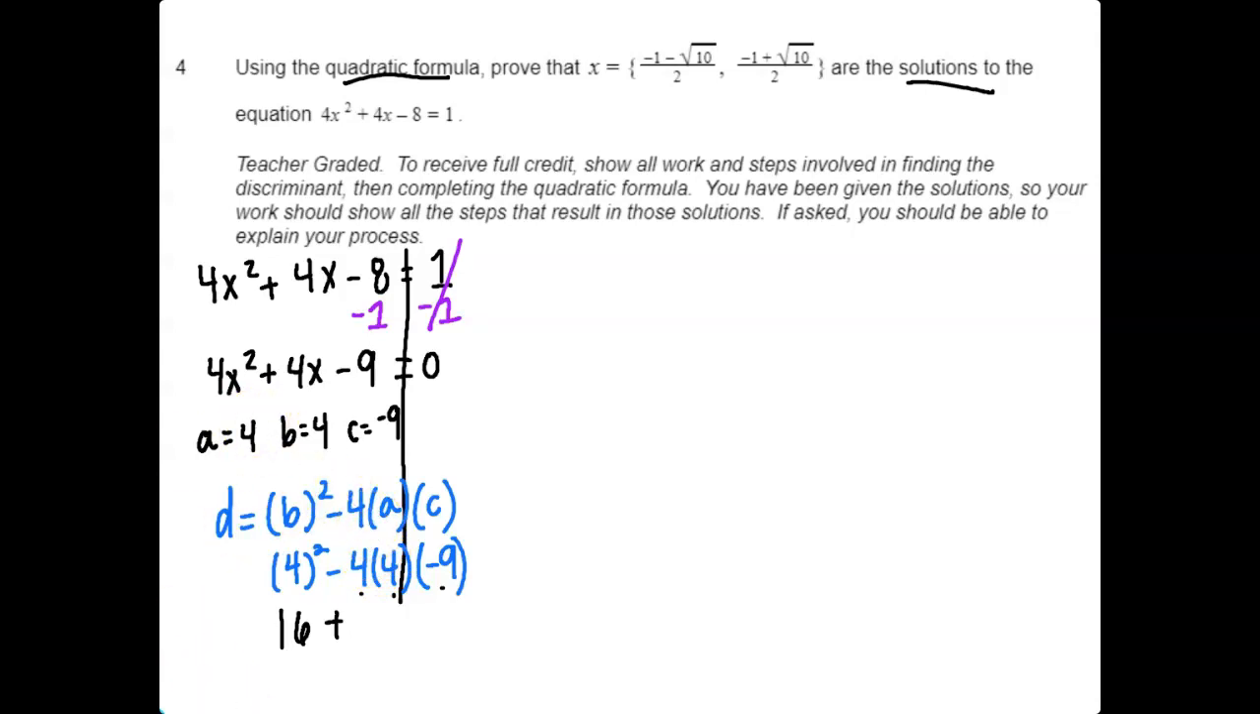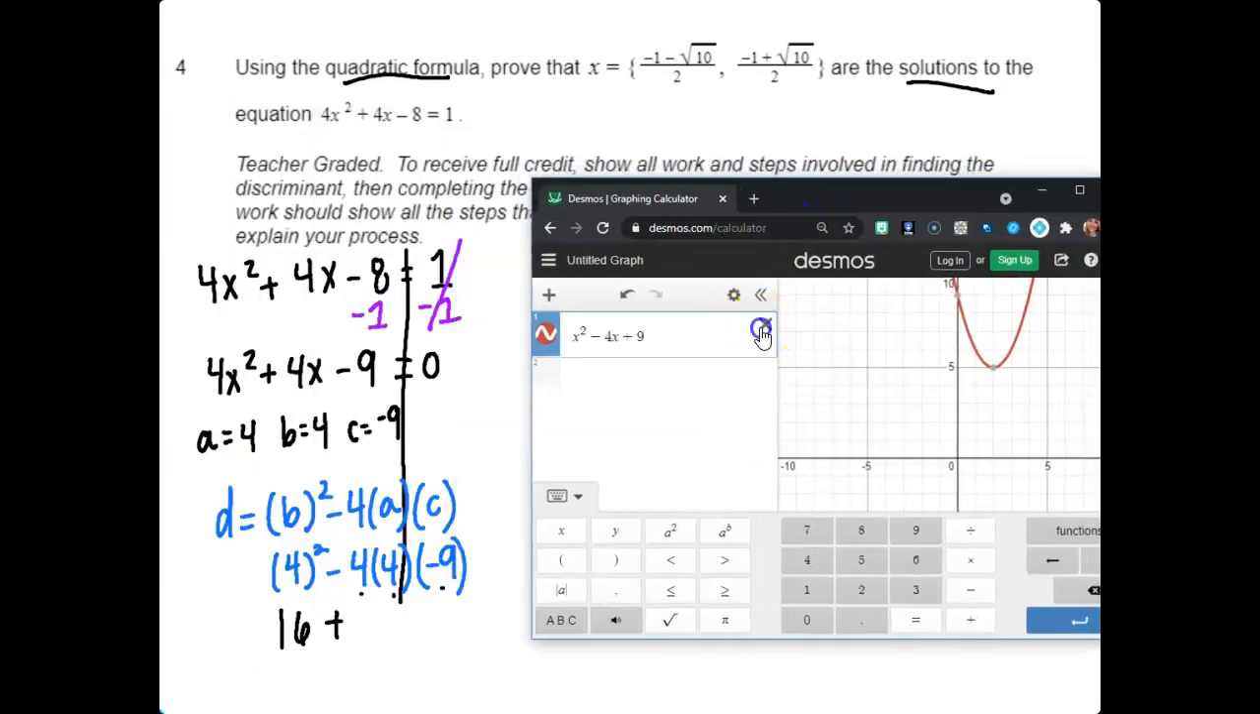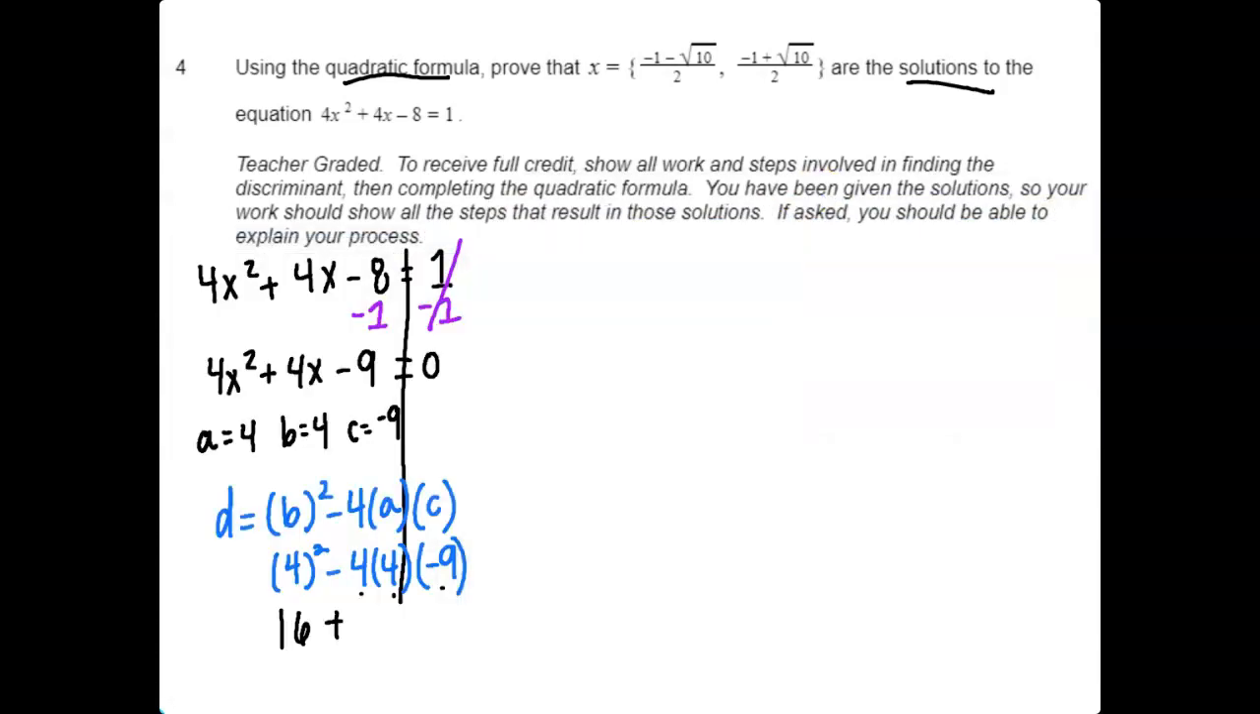At this point, I'm probably just going to pull out a good old calculator. So 16 times 9 is how we get 144. And then 144 plus 16 is going to give us 160. So our discriminant is 160.